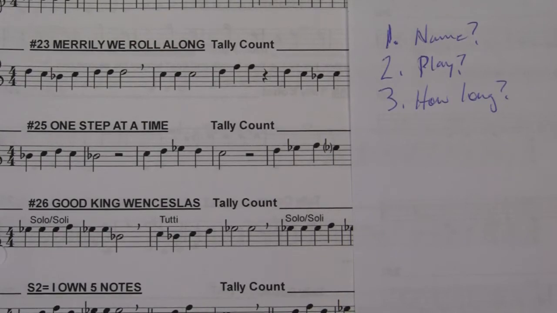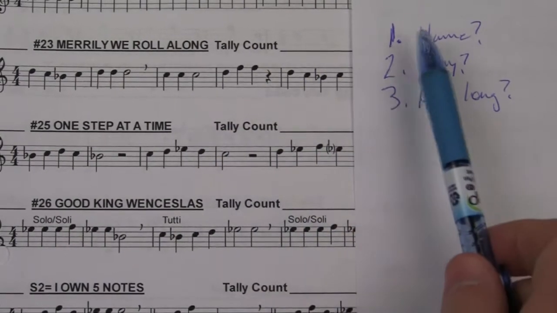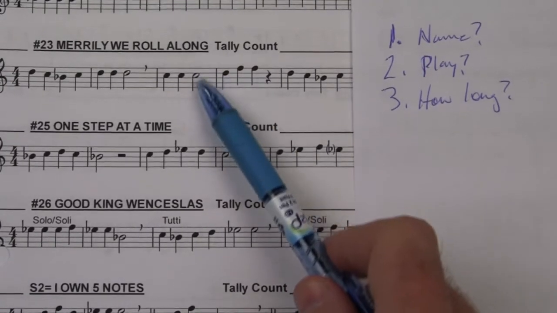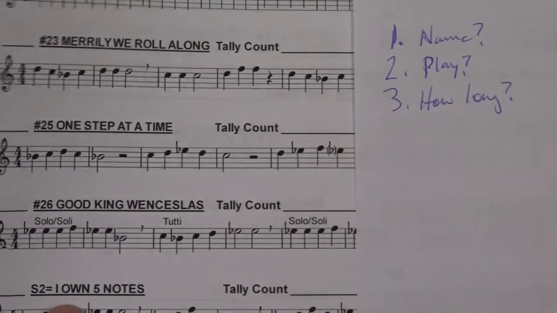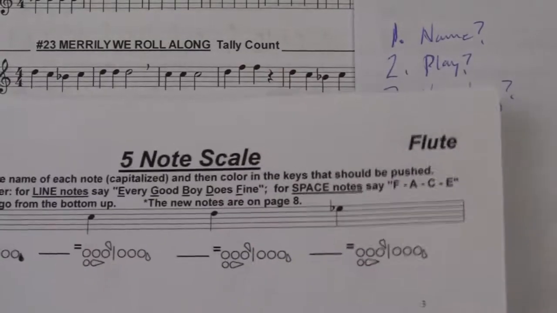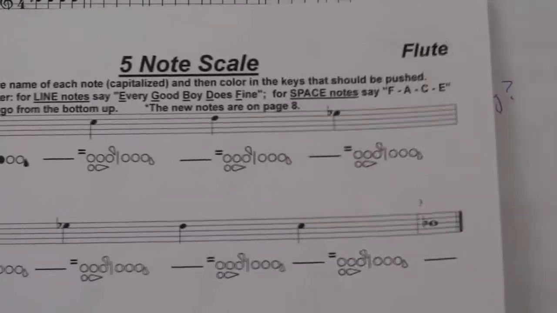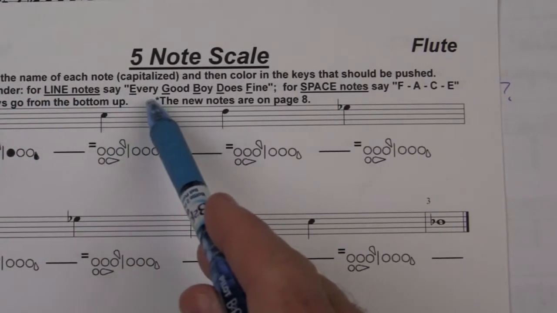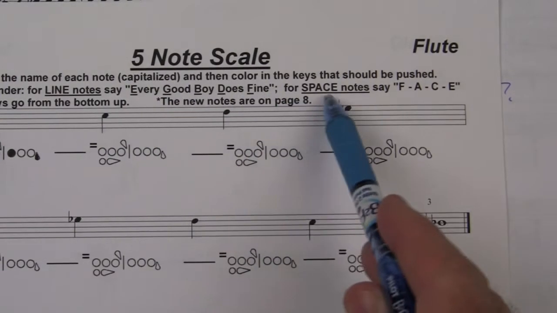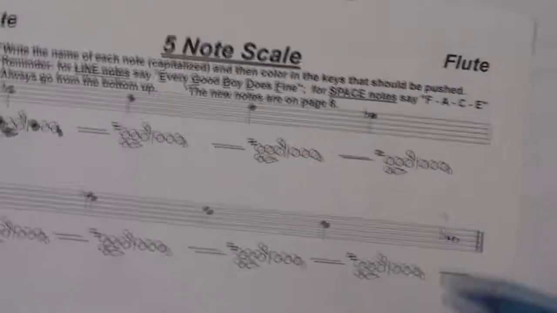So let's take a look at this note right here. As I look at it, I say I need to know the name of the note. Well, we've got all these lines and spaces. If you remember back to fourth grade, we did some of this. I want to point out that at the top of your 5 and 7 note scale page, you have all this information written. Reminder, for line notes, we say Every Good Boy Does Fine. For space notes, we say FACE. Well, where does that come from?